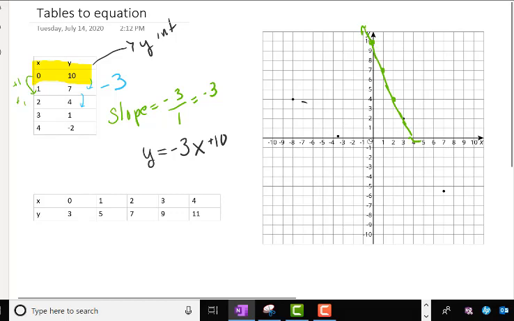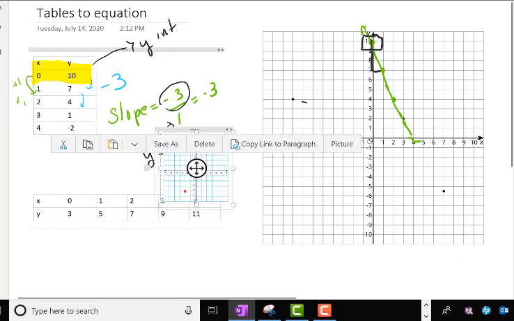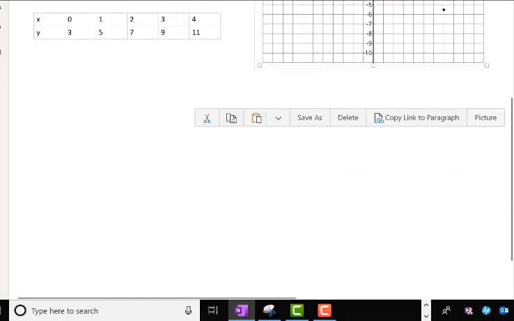And from this graph, we can tell that my y-intercept is 10. And my slope, if I draw in that triangle, went down 3 and to the right 1. So that is my slope. Okay, let's look at the next one. And that's my equation there, right there. All right, so let's look at the next one.